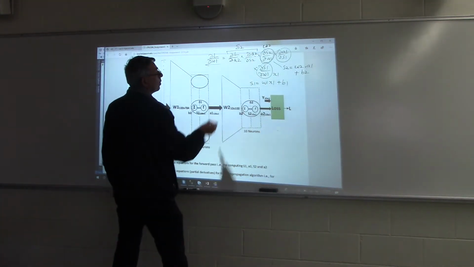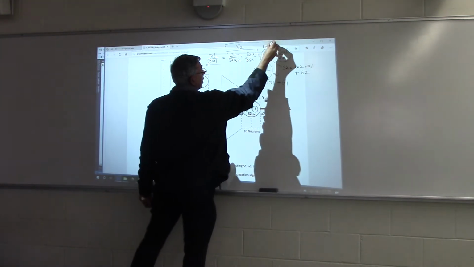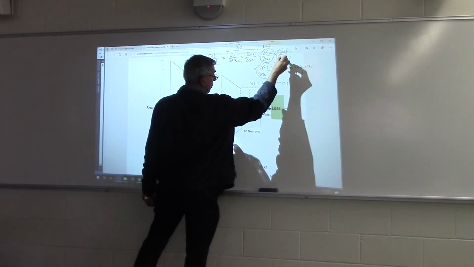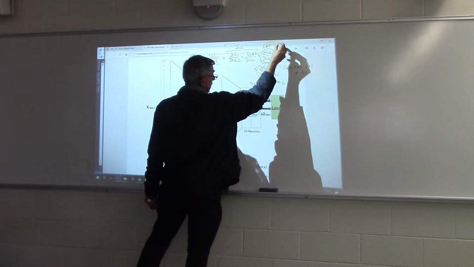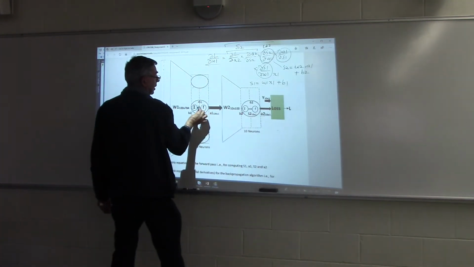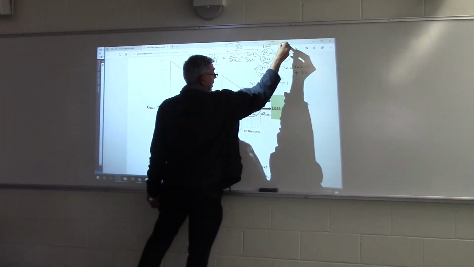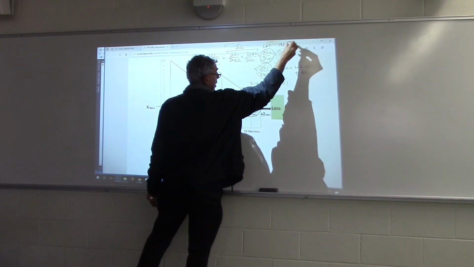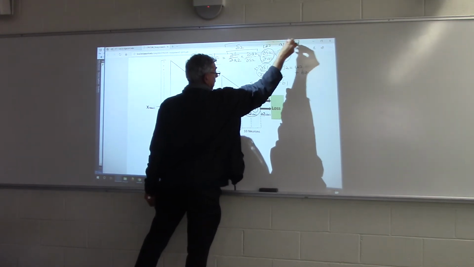Okay, so then what do we call further? If we go A1 over S1, this is the derivative of the activation, which is A1 times 1 minus A1. Okay, so what do we call this whole thing?